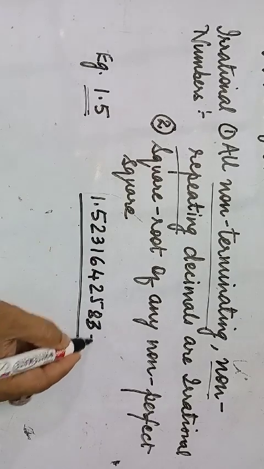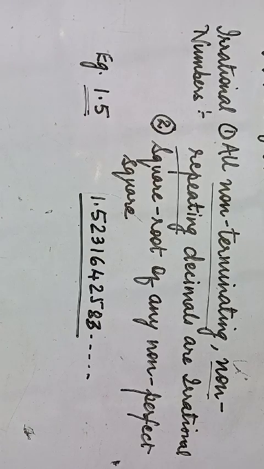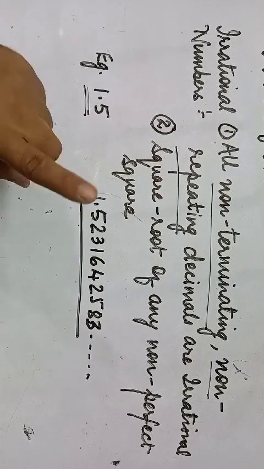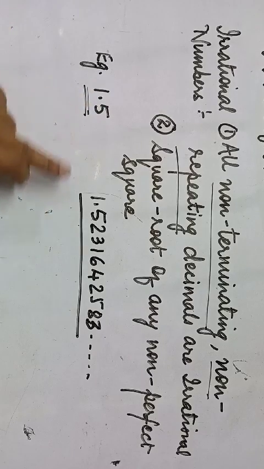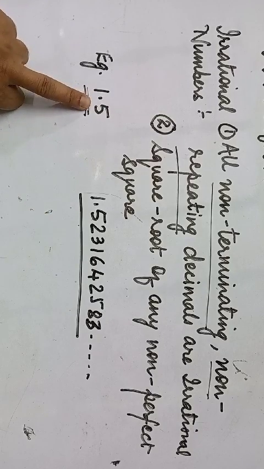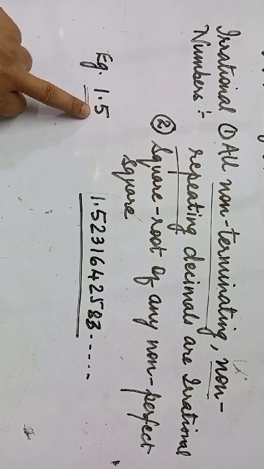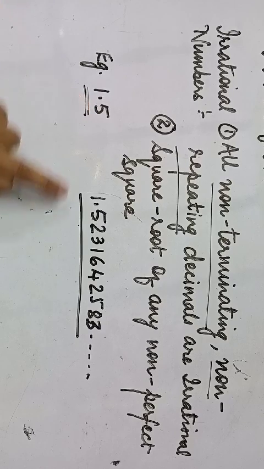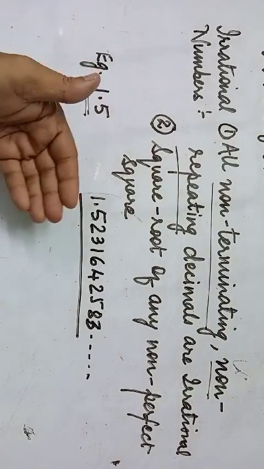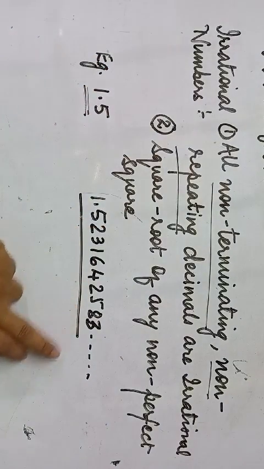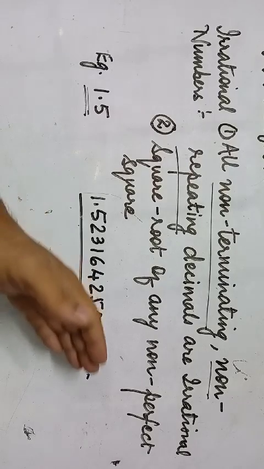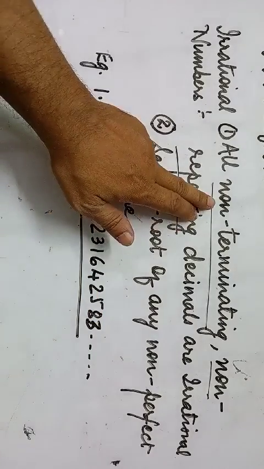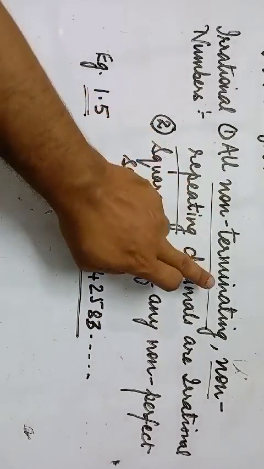So a number like this and a number like this, what is the similarity between them? The similarity is that both are decimal numbers. But what's the difference? The difference is the important point here. This is a terminating decimal which has terminated at the first place of decimal with a digit 5. Whereas this is non-terminating because it is not ending, it is continuing. You can see that there are so many different digits after the decimal, and it still continues, it has still not ended. So this is an example of a non-terminating decimal.